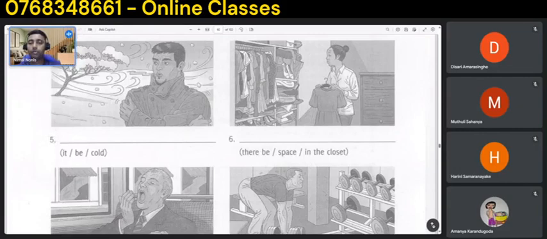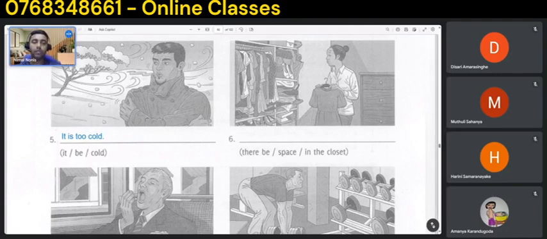Okay, let's look at picture number 5. When you look at this one, through the picture itself you can see that it's a bit cold, no? That's why this person is wearing a sweater. It, be verb, cold. In the simple present tense only we have to write, no? Then it is too cold. It is too cold is the right answer.